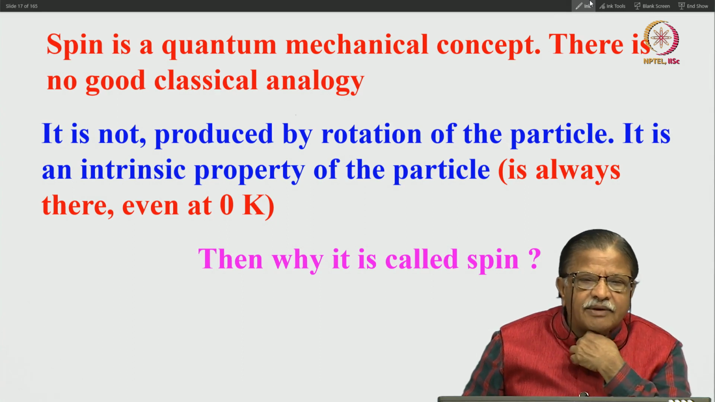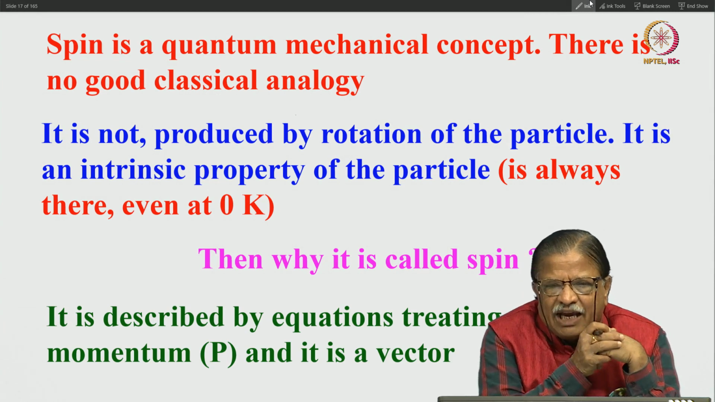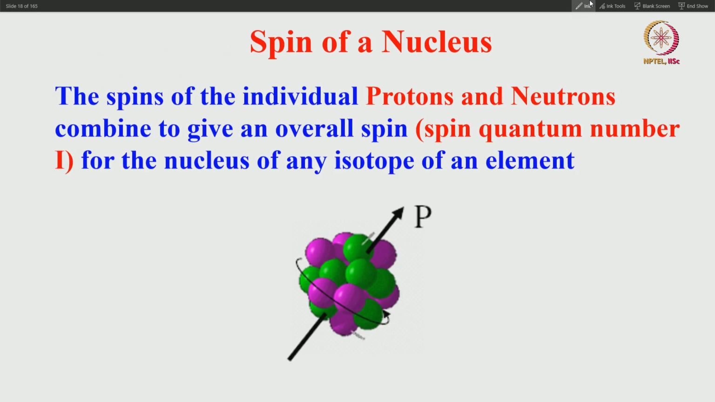Then why it is called a spin is the next question. Because it is described with the equations governing the angular momentum P and its vector. And it is a vector. Spin is a vector. Okay, angular momentum is a vector.